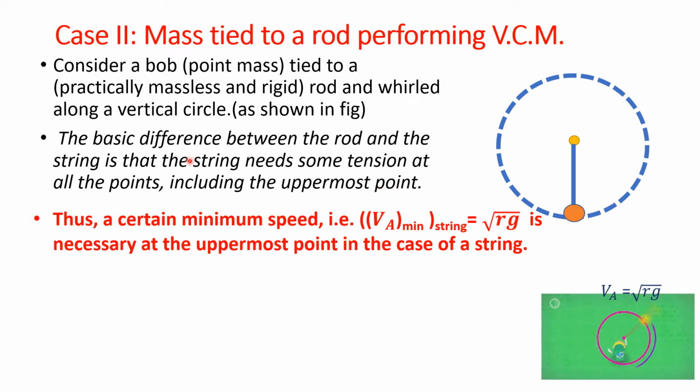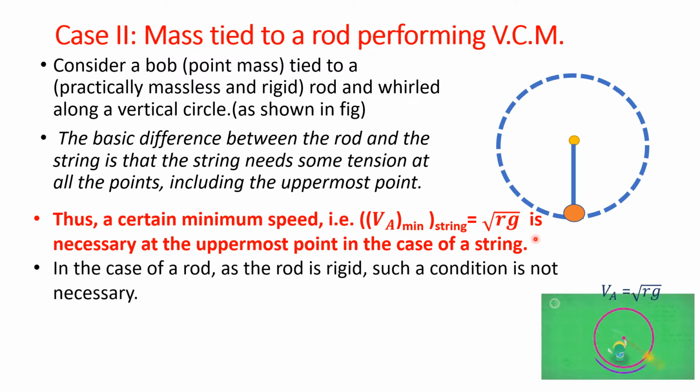The basic difference between the rod and the string is that the string needs some tension at all points, including the uppermost position, and thus the certain minimum speed at the uppermost position is always given by VA equal to square root of Rg.